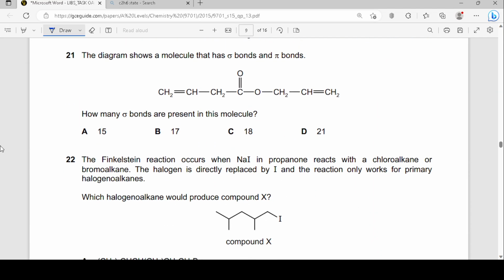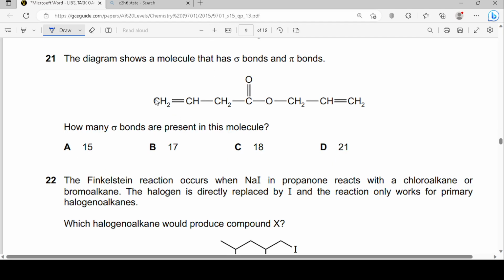The diagram shows a molecule that has sigma bonds and pi bonds. How many sigma bonds are present in this molecule? Okay, this is a very annoying question. So what I'll do is I'll just cut this H2 and draw them out fully so it's easier for me to count. Again, I'll cut that and draw it out fully so that's easier for me to count. Just make things convenient for yourself.